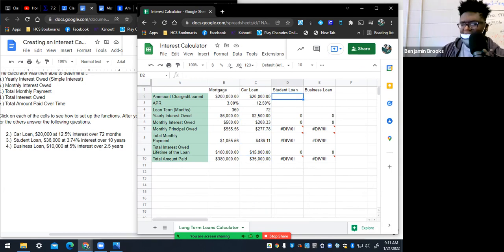Let's do the student loan. Same thing. $36,000 at 3.74% interest over 10 years. Note, we're told to do the loan term in months. So how many months would be in 10 years? It's 12 months a year, 10 years, so 120. It should be what you should have had there. Yearly interest, oh, we want that as dollars. So let's fix that.